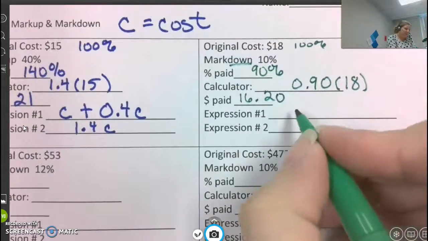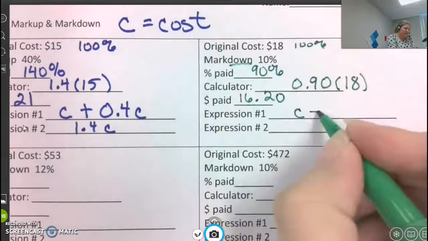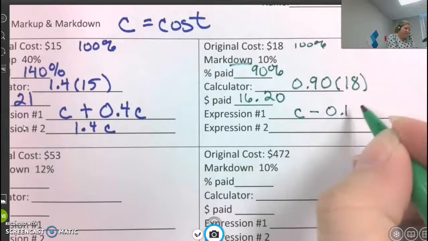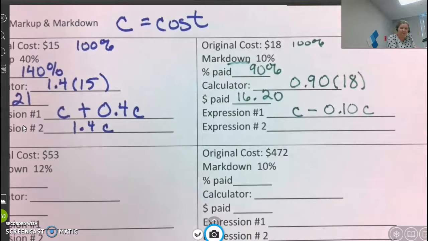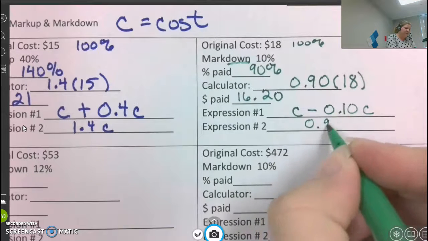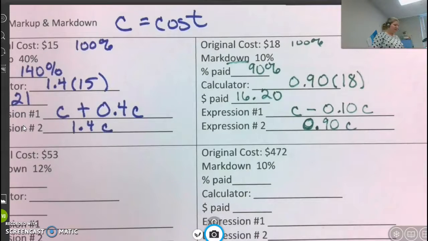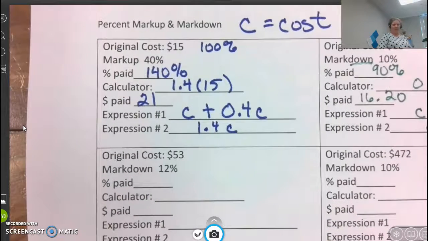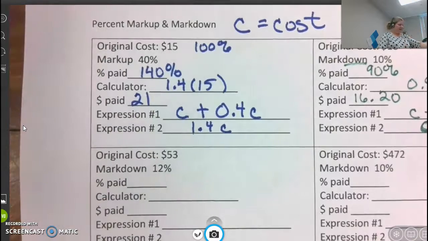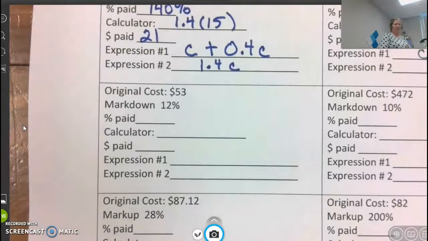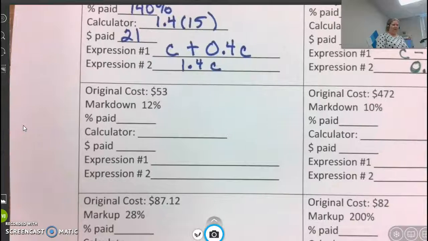Okay, and then expression 1 is where I would do the cost minus 10% of the cost, which leaves me with 90% of the cost. So depending on if you're marking up or marking down, you will add or subtract the percent given. I will work through a couple more of these, and then I'm going to let the rest kind of be your problem set. But I want to show you how to work through a couple more so you fully understand what is being asked of you here.